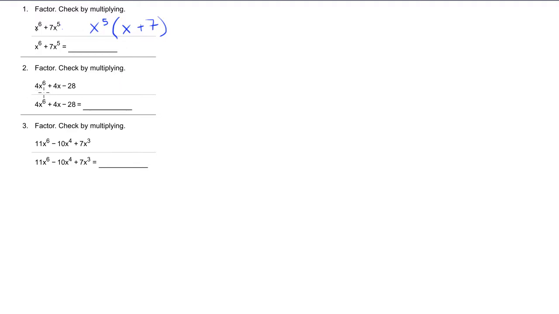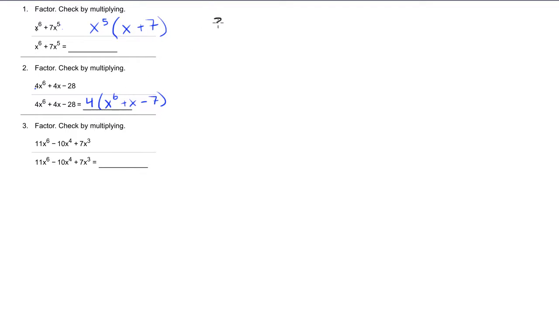We're going to factor here, and for this second problem, we've got 4, 4, and 28, so I'm going to pull 4 out of everything, so it'll be 4 times the quantity x to the 6th plus x minus 7. And that x to the 6th means I'm done. I don't know what to do with that. So we'll just leave it.